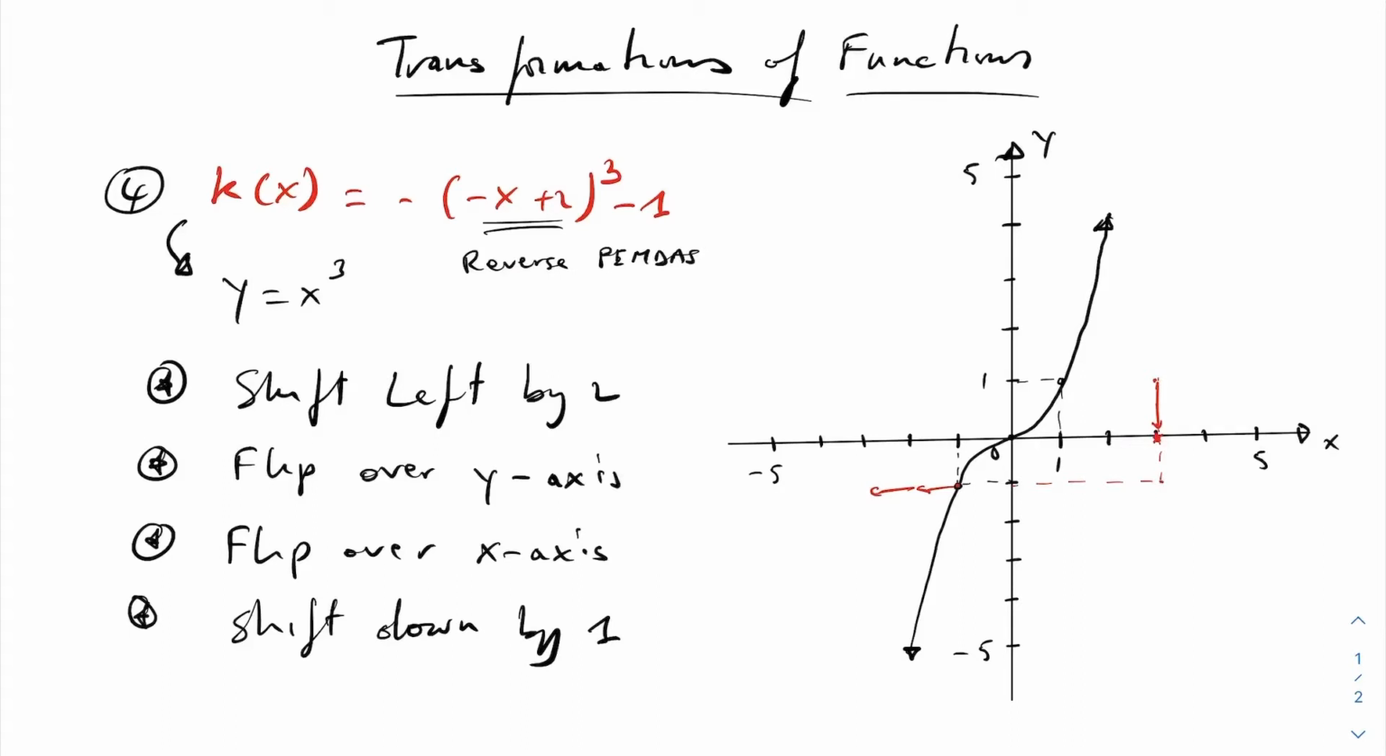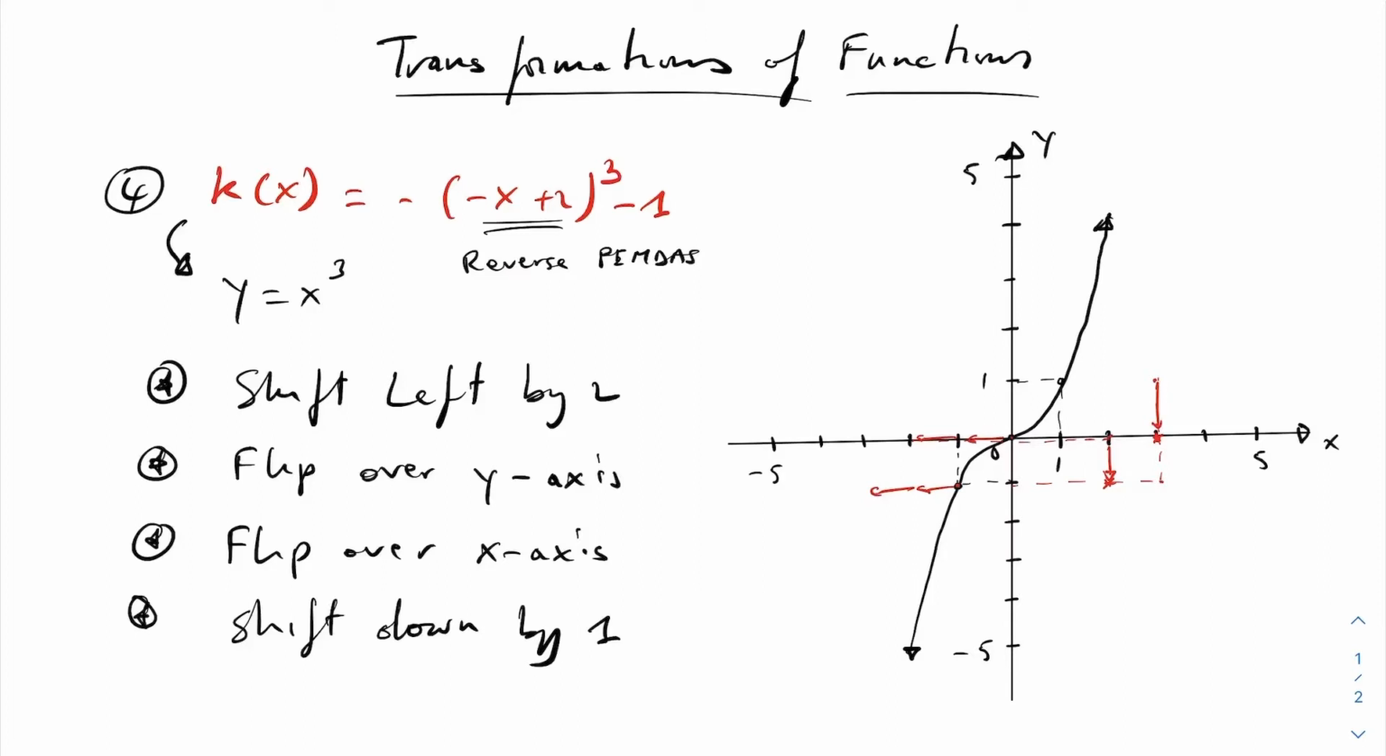Next, let's take the point 0, 0, shift it to the left by 2, and then flipping it over the y-axis will give us the point of coordinate 2, 0. Then a flip over the x-axis will not change our point at all. Finally, a shift down by 1 will give us the point of coordinate 2, negative 1.